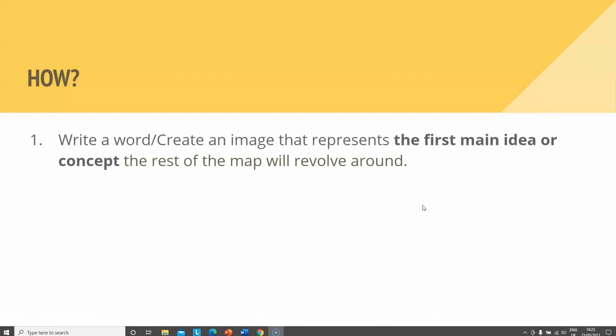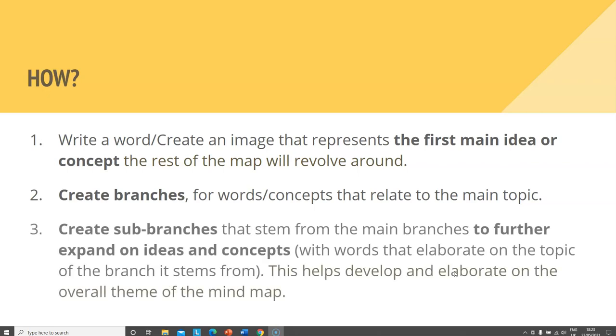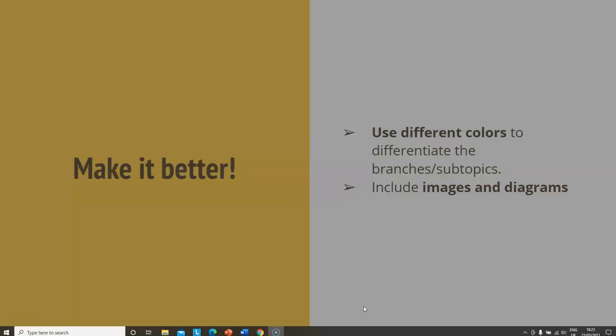Well, you write a word, create an image that represents the first main idea or concept. The rest of the map will revolve around it. Then you create branches, as you've seen, and eventually you create sub-branches that stem from the main branches to further expand on ideas and concepts. You can add images, you can add links, whatever you want, depending on which platform you are using. And the sub-branches help develop and elaborate on the overall theme of the mind map.